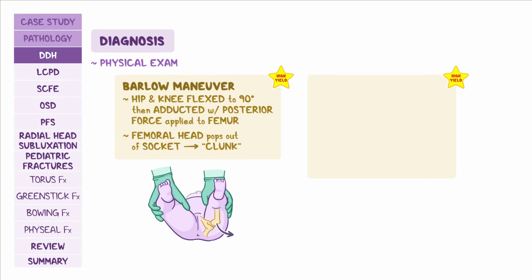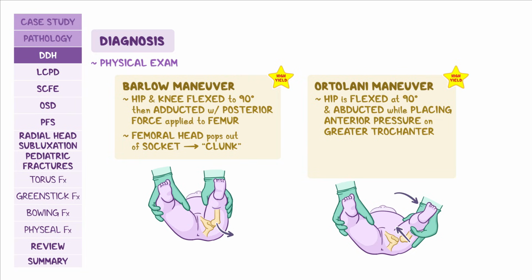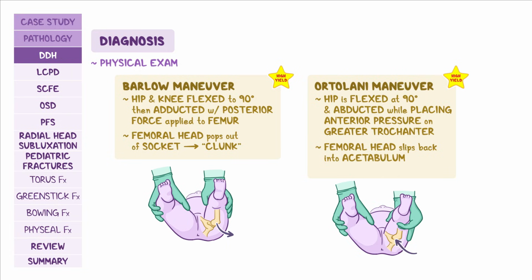On the other hand, in the Ortolani maneuver, the baby's hip is flexed to 90 degrees, then gently abducted while placing anterior pressure on the greater trochanter. If the femoral head is out of the socket, this maneuver will cause it to slip back into the acetabulum, which would feel and sometimes sound like a clunk. This indicates a positive Ortolani test.